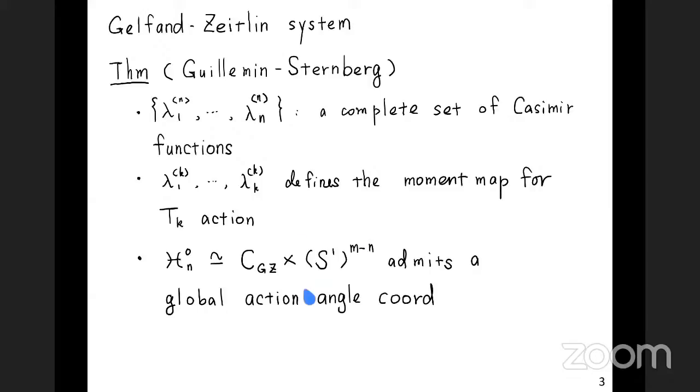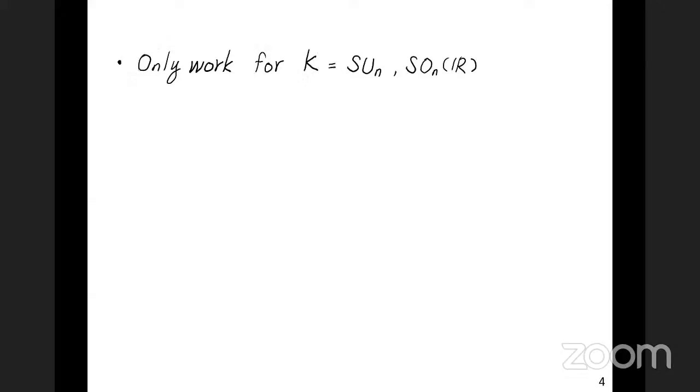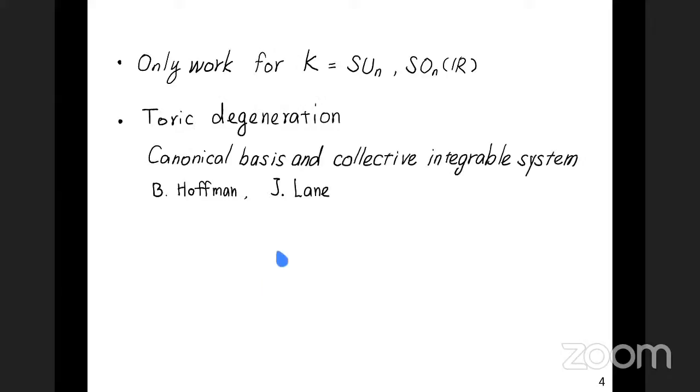Okay, so this is very nice, but unfortunately, this method Guillemin and Sternberg invented only works for K equal to U(n), SU(n) and SO(n). If you use the classification of semisimple Lie algebras, it's just type A and types B and D. Recently there's a paper by Benjamin and Jeremy.